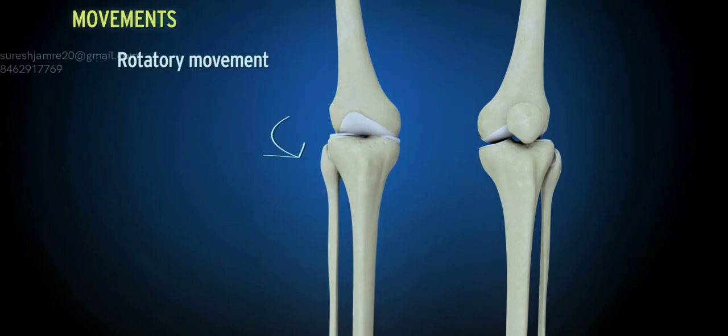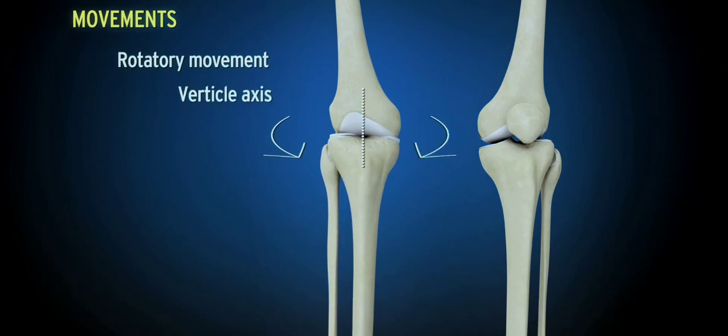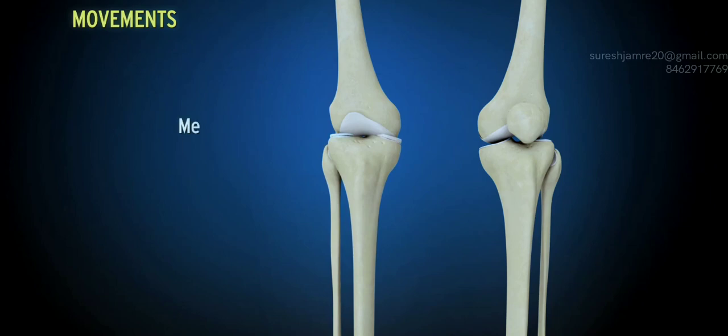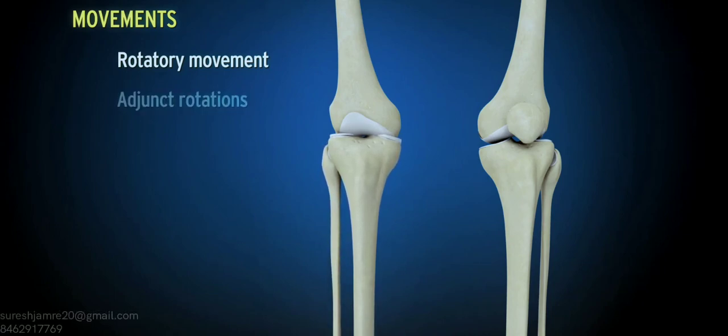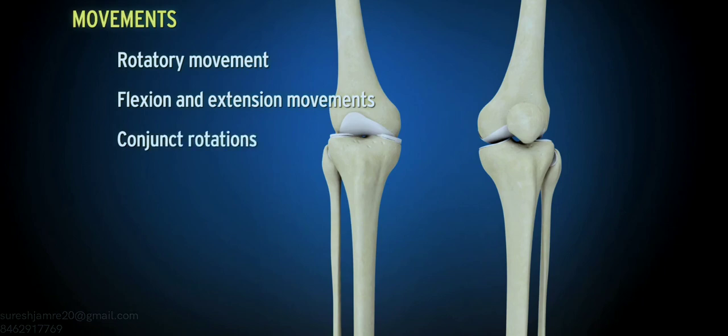Rotatory movements. It takes place around a vertical axis. The movement occurs in the lower meniscotibial joint. Rotatory movements occur independently in partially flexed knee as adjunct rotations. It also occurs during the flexion and extension movements as conjunct rotations.